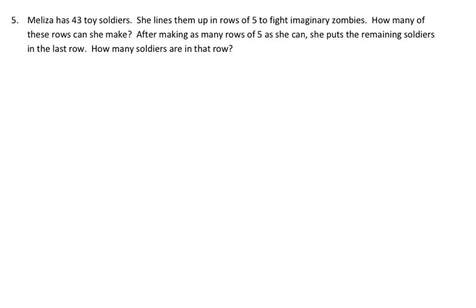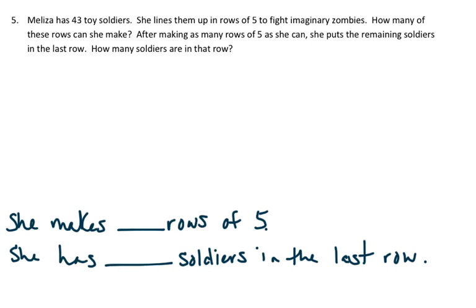Elisa has 43 toy soldiers. She lines them up in rows of 5 to fight imaginary zombies. How many of these rows can she make? After making as many rows of 5 as she can, she puts the remaining soldiers in the last row. How many soldiers are in that row? Okay, so let's do some target sentences. We're going to need 2 of them because there's 2 questions here that we have to answer. Okay, so the target sentences read, she makes blank rows of 5, and she has blank soldiers in the last row.